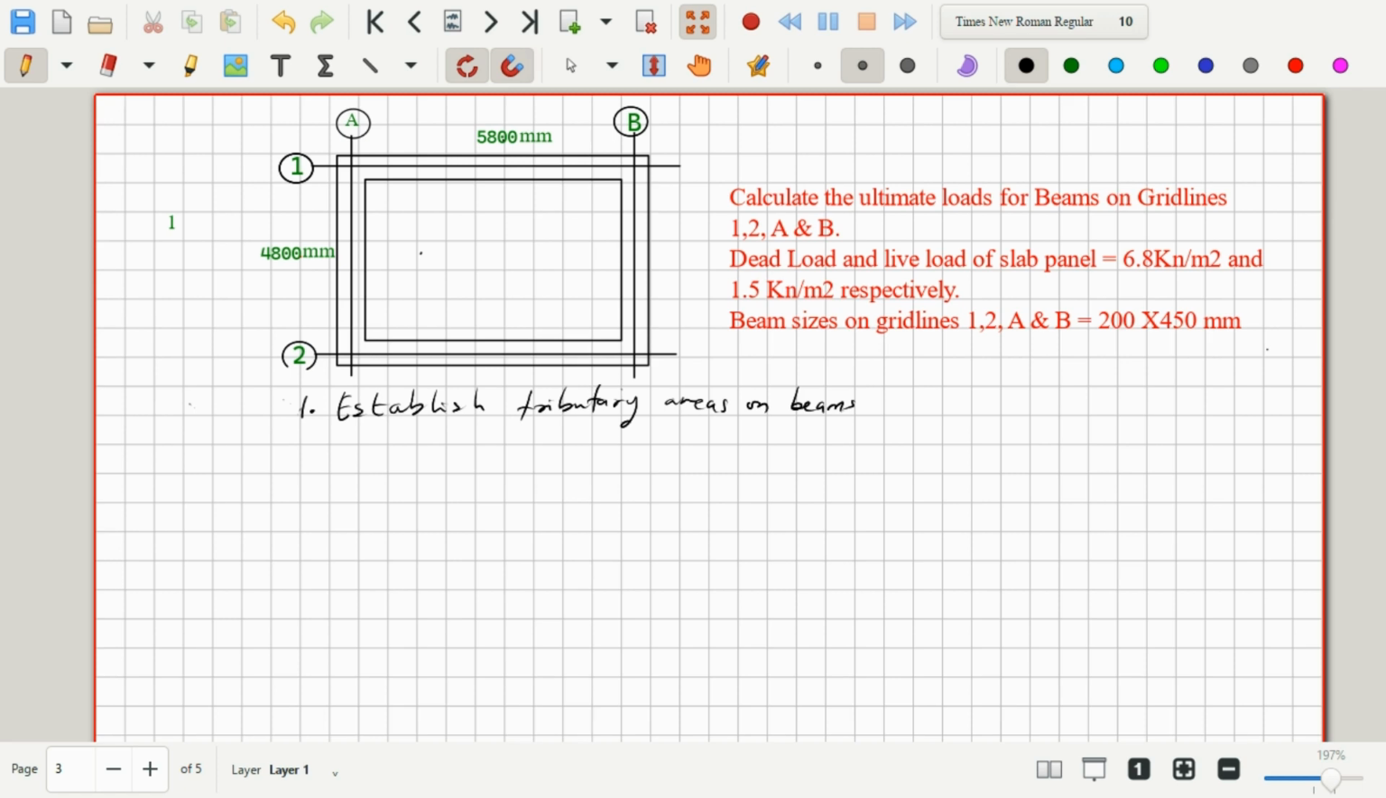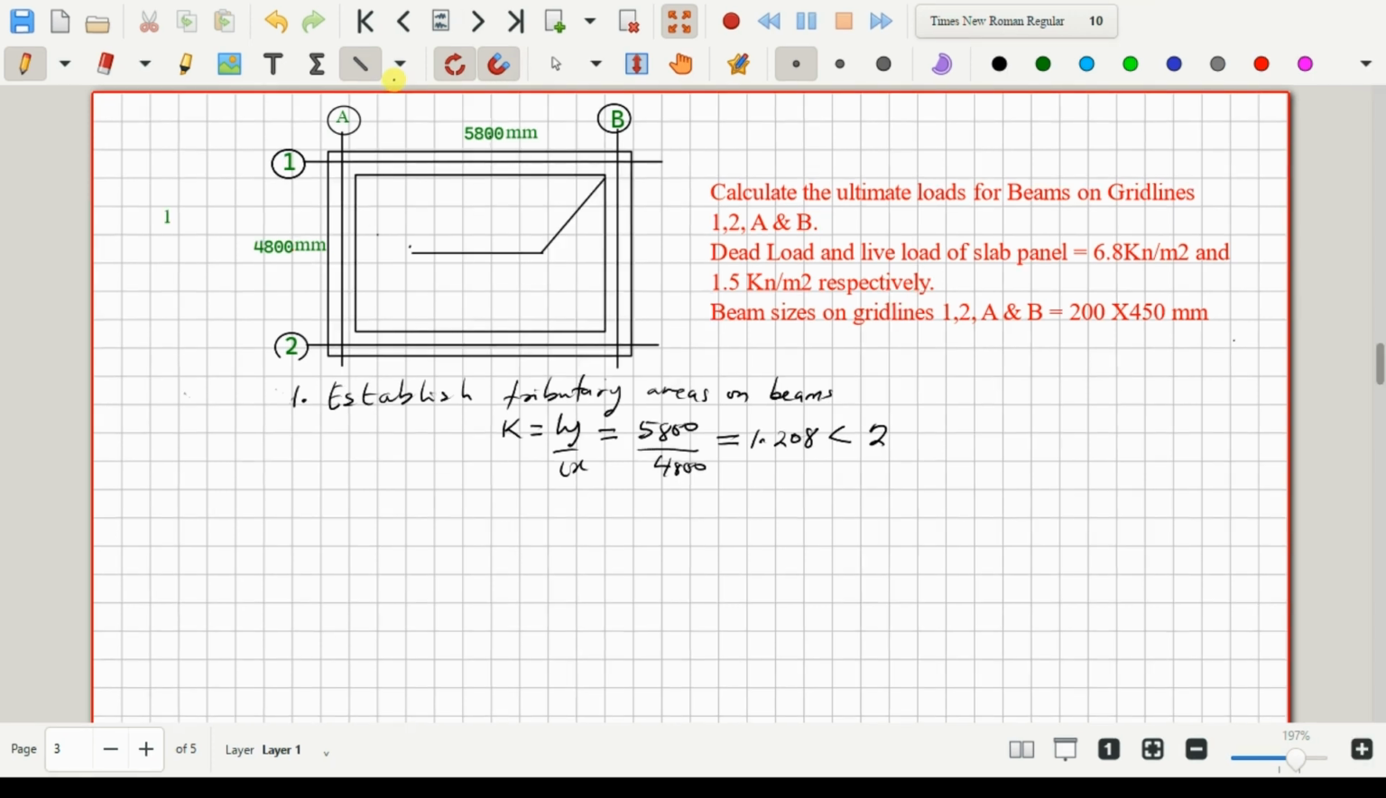Right, so in order to determine the tributary area on the beams, we would have to check our K, and our K is given as the ratio of our Ly to Lx. And in this case, our Ly, which is the long span, is given as 5,800 mm. Lx is 4,800 mm. So if we work that out, we'll have a ratio of 1.208. And if this value is less than 2, then this implies that we'll have a trapezoidal load distribution on the long spans and a triangular load distribution on the short spans. So we'll have this load distribution.